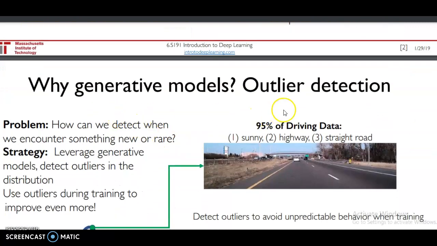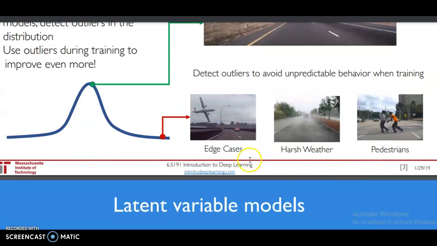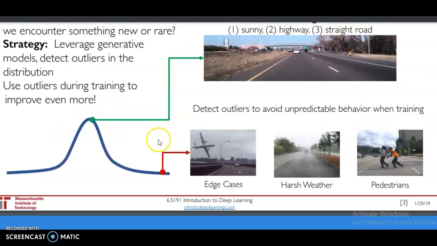Why generative models? Outlier detection. Problem: how can we detect when we encounter something new or rare? Strategy: leverage generative models to detect outliers in the distribution. Use outliers during training to improve even more. 95% of driving data is sunny highway. Detect outliers to avoid unpredictable behavior when training. Edge cases: harsh weather, pedestrians.